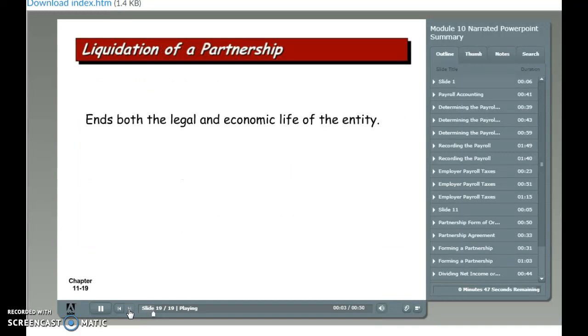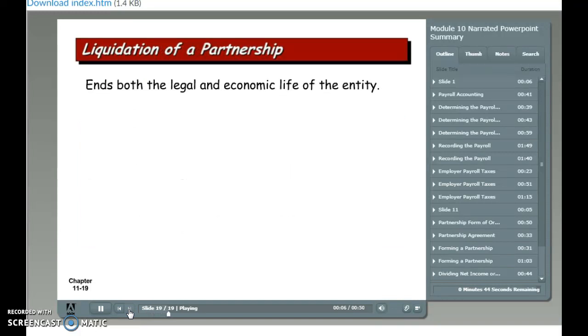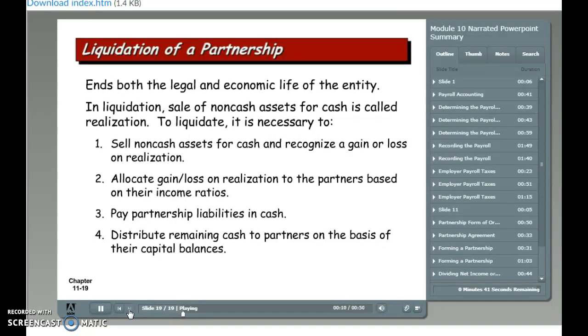The liquidation of a partnership ends the life of the partnership. The partnership sells the non-cash assets for cash, resulting in realization. The steps in liquidation include selling the non-cash assets for cash and recording a gain if the cash received is greater than the asset's book value, or a loss if the cash received is less than the book value of the assets. The gain or loss from the sale of non-cash assets is allocated to the partners based on their income ratios. Next, the cash from the sale of non-cash assets is used to pay off the partnership liabilities. Finally, the remaining cash is distributed to partners based on their capital balances.